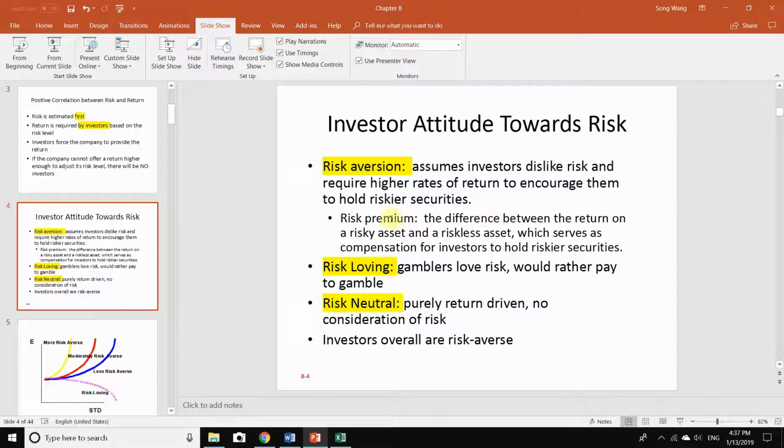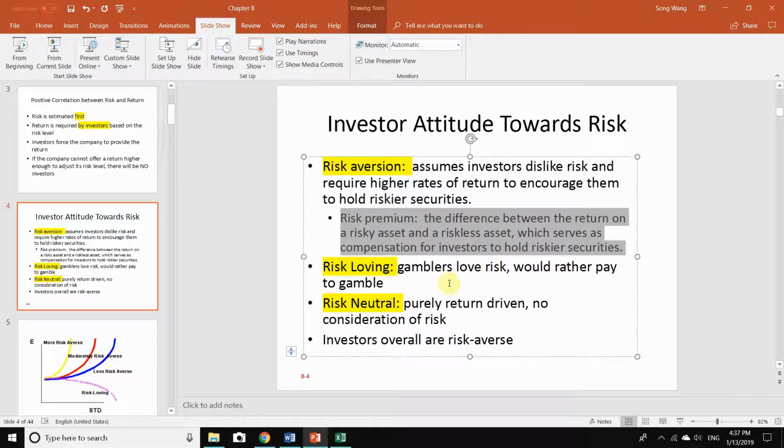And there's also a concept called a risk premium. Risk premium basically is part of the return that is used to adjust for the risk level. It's the difference between the return on the risky assets and the riskless assets. And this serves as a compensation for investors to hold riskier securities. And in a later slide, I will elaborate more about risk premium.